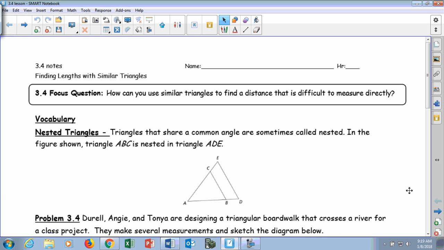All right, so today we get into the final part of investigation 3.4. So it says, how can we use similar triangles to find the distance that is difficult to measure directly? So we got a couple examples here.